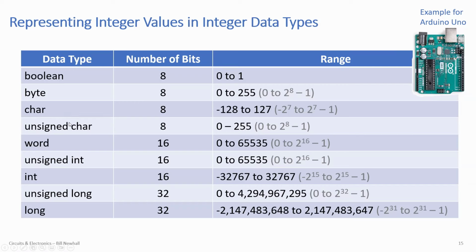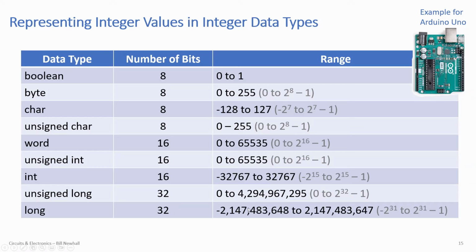And then unsigned char is just like a byte. It's an unsigned value that is 8 bits. If you need larger ranges for integers, you can use a word or an unsigned word, right? Those are 2 to the 16th values. If you need a signed value, here's a signed value here. And then if you need even larger ranges for your integers, you can use an unsigned long, which is what, 0 to, what is that, 4 billion roughly, or a long, which is 32 bits and it's signed.